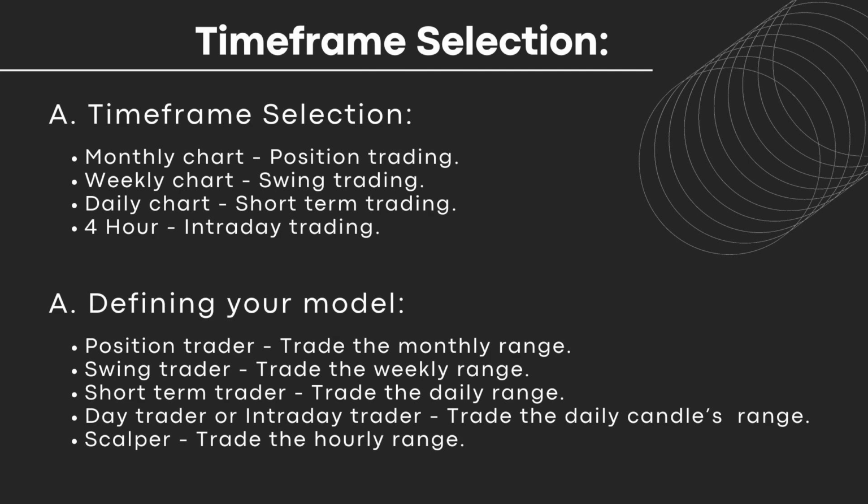Now, another form of trading, which is an aggressive type, is scalping. A scalper trades the hourly range or the 5 minute time frame or the 1 minute time frame, right? Scalping is a really aggressive type of trading, and the margin of profitability for scalping is pretty small as compared to the other types, right?